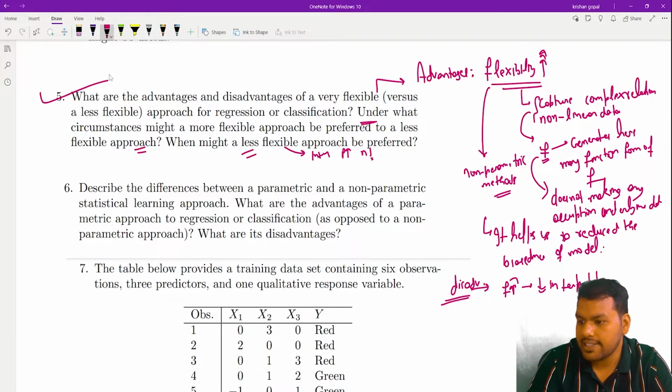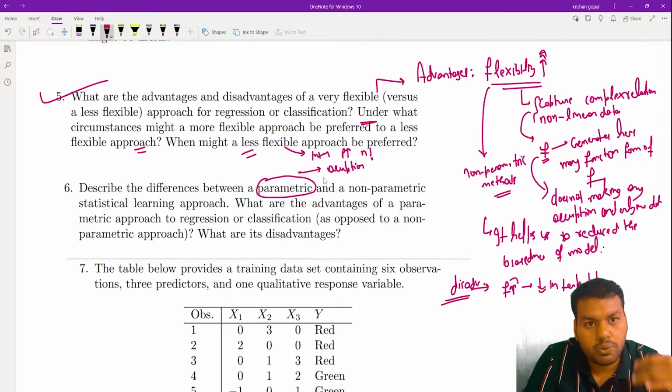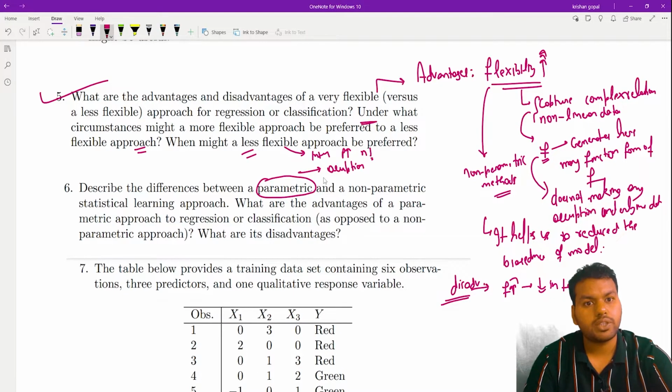Moving to question number 6: what is the difference between parametric and non-parametric statistical learning approaches? In the parametric approach, you make an assumption about the functional form of f. The function which you are going to estimate, you already make an assumption. You start with an assumption: okay, I'm going to solve the regression problem.